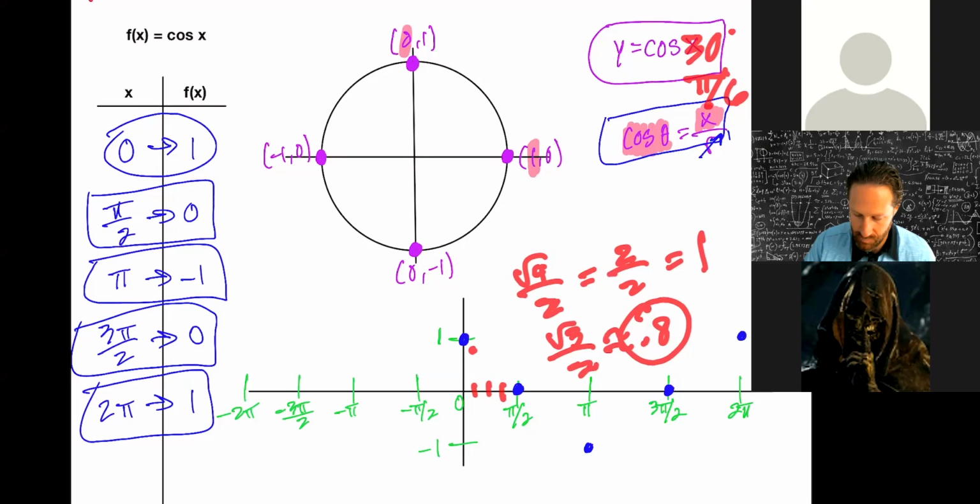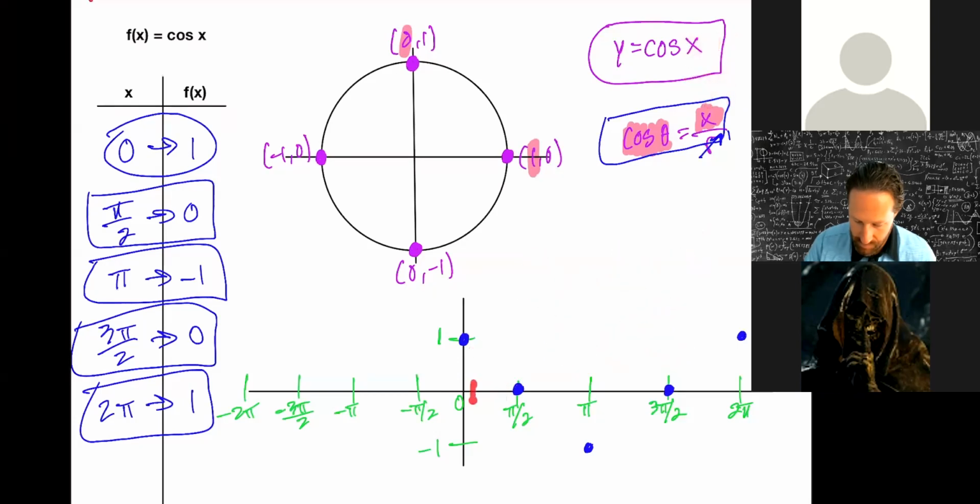√2 over 2. Very good. And then what about for the 60? What's the cosine of 60? One half. So as you notice, this is also going to have to, in order to get there, have some curvature and not go straight there. You guys see that? Yeah.